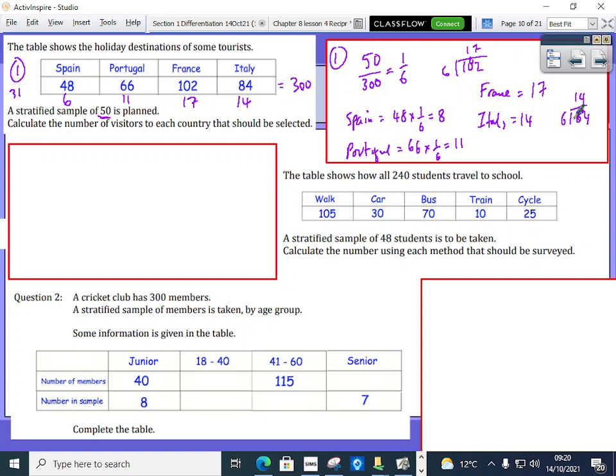Have I divided something wrong here? Spain should be, yeah, my bad. Have I not put 8 there? Sorry, I put 6 there. Yeah. So just be careful. I put 8 there and I wrote 6 there. So that plus that is 31. And then when you add those together, you get 19. And that gives me a sample size of 50.